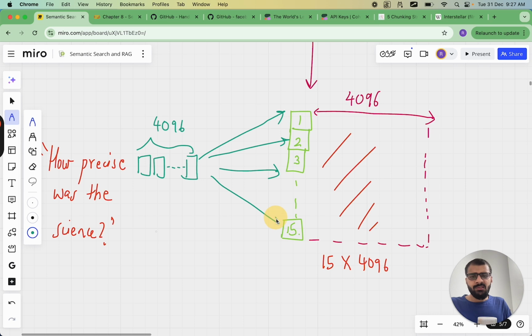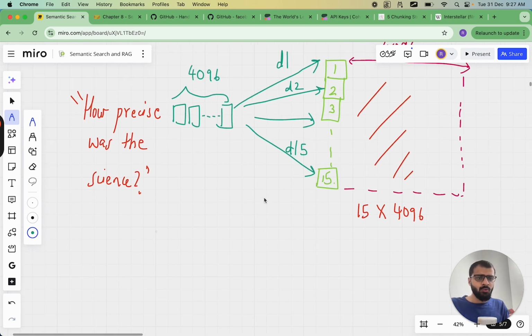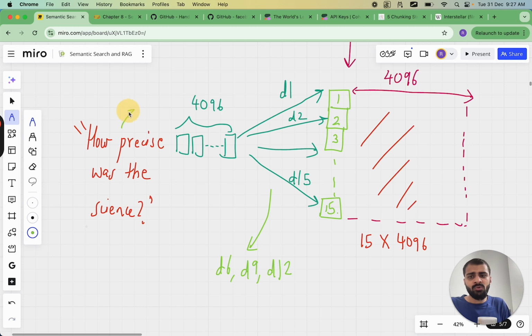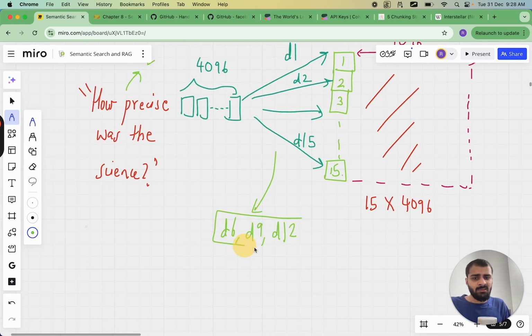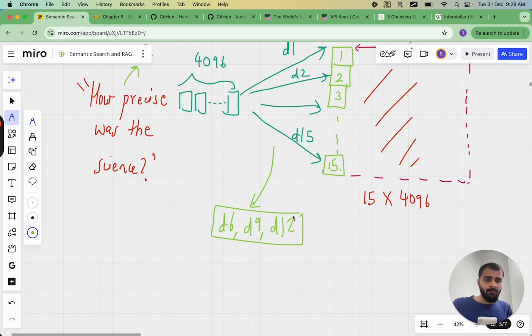So we found the distances, let's say D1, D2 up to D15. And then only those documents were returned whose distance was very small. So for example, we can choose to return only the 3 documents with the least distances. So then if D6, D9 and D12, let's say, were the documents with the least distance from the query Q, these were the answers. These were the documents which were retrieved, right? And these were the results which were shown.